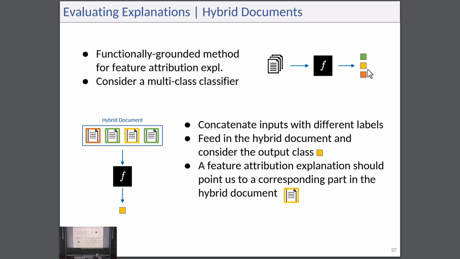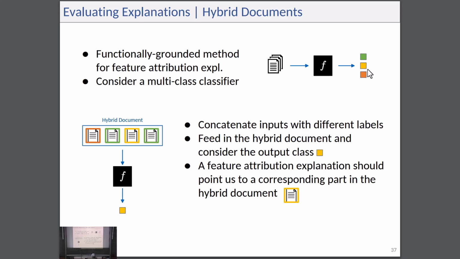Finally, since I think it's kind of hard to convey what a functionally grounded method for evaluation is, I thought I would bring one example. Let's imagine we have a feature attribution explanation. Once again, we have input, output, model, and then the explanation will tell you which parts of the inputs are relevant for that output. This is what we've seen in the middle of the lecture. Let's assume we have a document classifier. We feed the documents in, and the model F that we know nothing about tells me, oh, this is green, yellow, red, whatever those classes are.